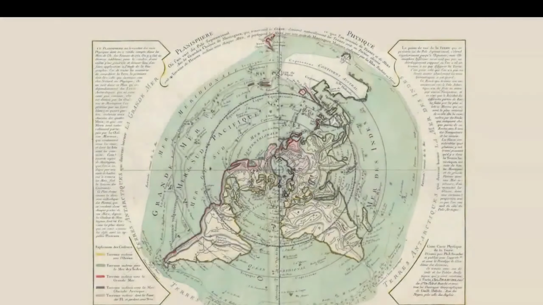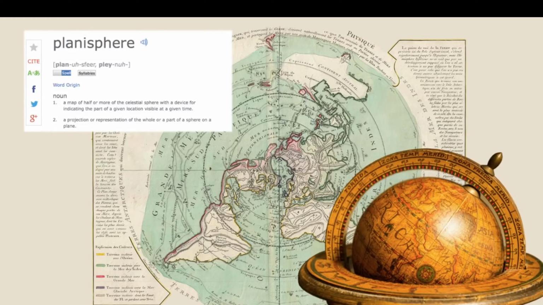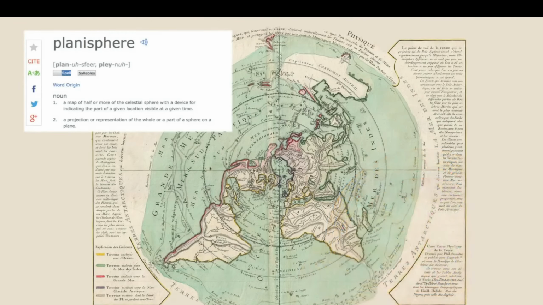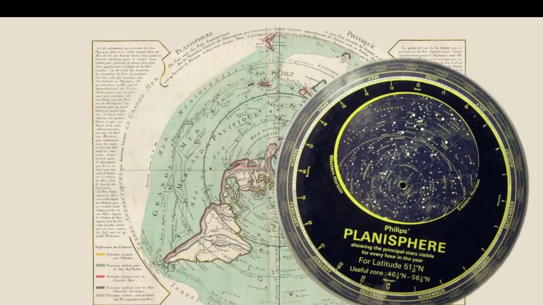The word planisphere simply means a flat map of a spherical surface. The flat, circular map of the world has been wrapped around a ball to provide a model for the globe. And in the same way that the flat, circular map of the world can be shown as a ball, so too can the skies. This is an astronomical planisphere.